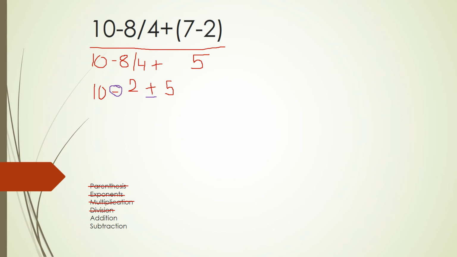Okay, now 10 minus 2 is 8. Because subtraction is first, we're going to subtract first. And then we're going to write everything else down the way it is, and we can cross subtraction out. Okay, so we know we're done with that. The only thing that's left for us to do is add. 8 plus 5 is 13, and that would be our correct answer for this equation. Okay, 13.